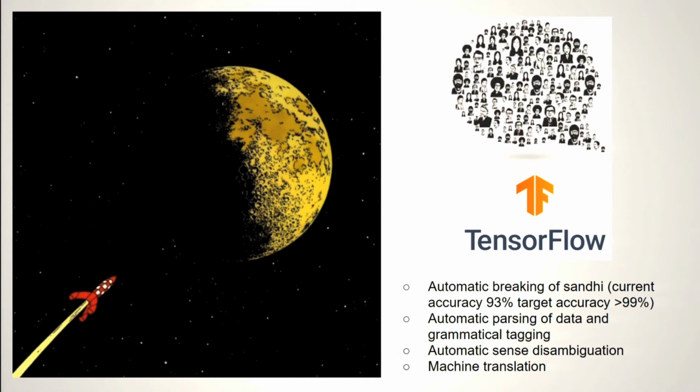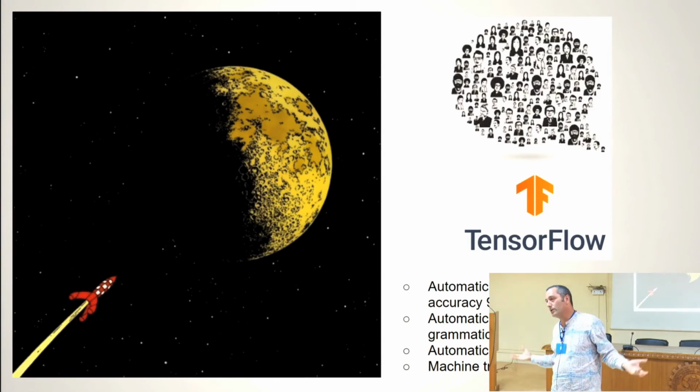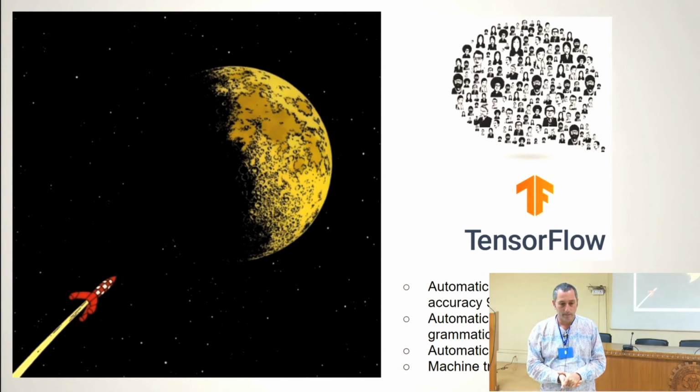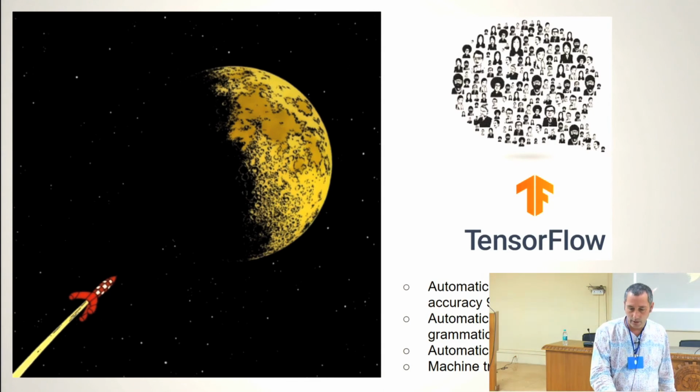And we've got to use neural networks, convolutional neural networks. So what we can do with the AI is we can do automatic breaking of the sandhi, and I think we can get up to 99%. We can do automatic parsing of the data and grammatical tagging and get to very high accuracy. We can do automatic sense disambiguation and also get very accurate, and we can definitely do translation. So with a convolutional neural network, as we have more data, it's going to get more accurate, and eventually it's going to be so accurate that you're not going to notice it anymore.